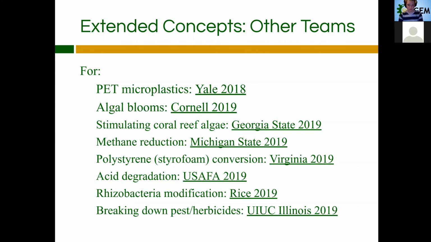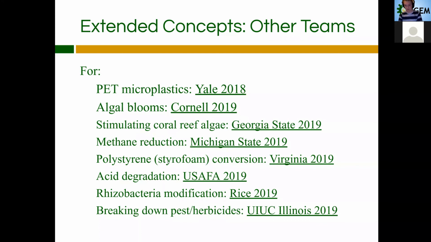There's also simulating coral reef algae. In recent years, coral reefs were losing their color, and this was because the algae living in the coral reefs were dying due to increasing temperatures and salinity and things like that in the oceans. So what they did is they created algae that was more resistant to these sudden changes, and Georgia State did that. I'm not going to go through all these, but there's also methane reduction, polystyrene conversion.